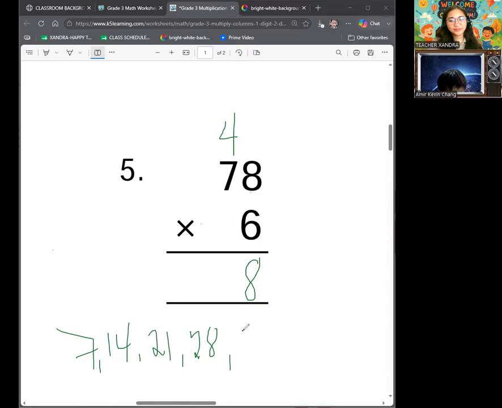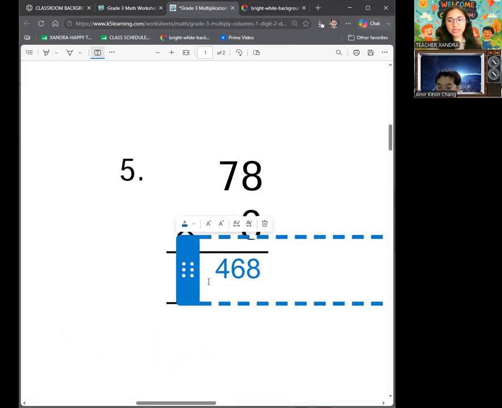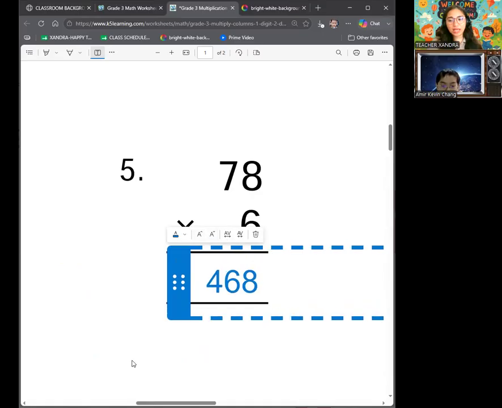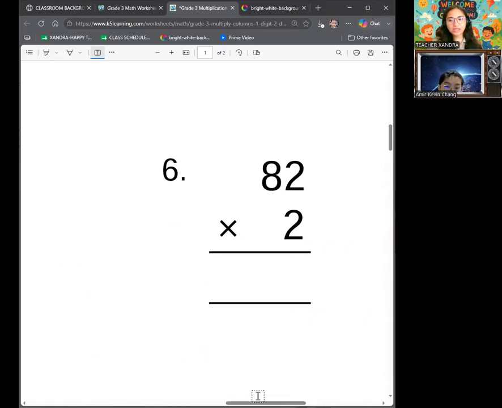So you mean it's 42, but there's going to be another 4 there. So it's 42 plus 4. So 2 plus 4 equals 6, and then bring down 4. So what is our final product for 78 times 6? 468. Very good, Amir. So it's 468.